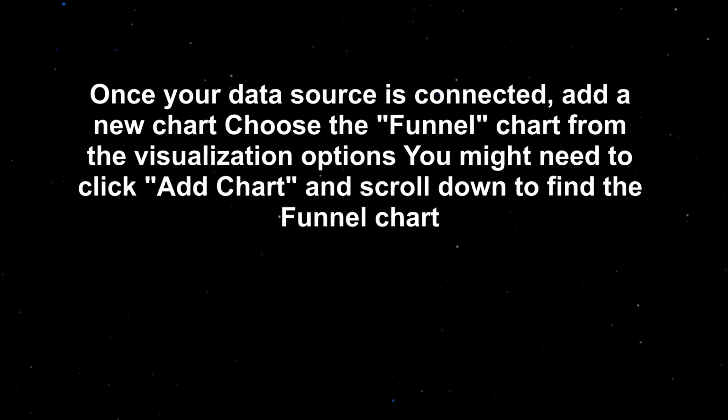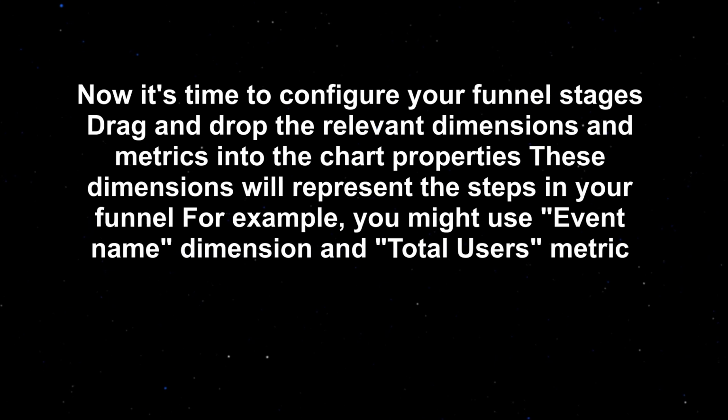Once your data source is connected, add a new chart. Choose the funnel chart from the visualization options. You might need to click a chart and scroll down to find the funnel chart. Now it's time to configure your funnel stages. Drag and drop the relevant dimensions and metrics into the chart properties. These dimensions will represent the steps in your funnel. For example, you might use the event name dimension and total users metric.